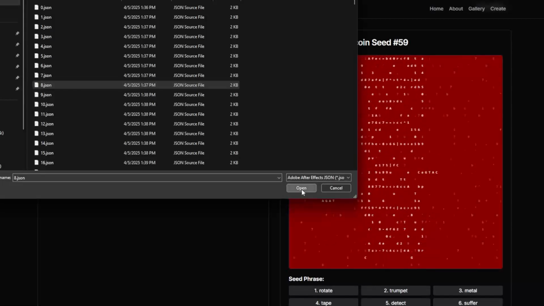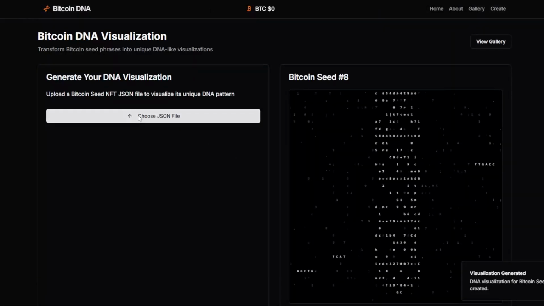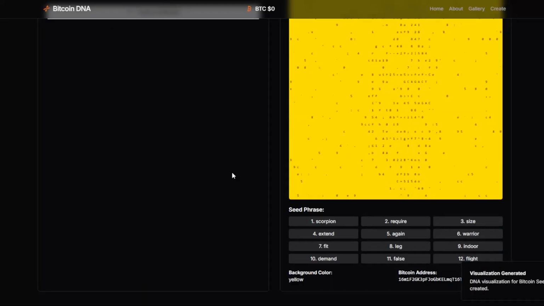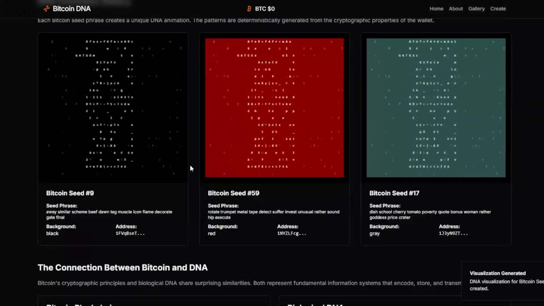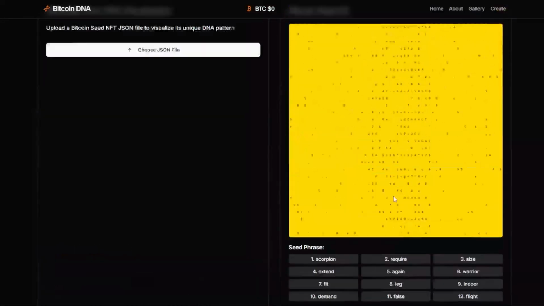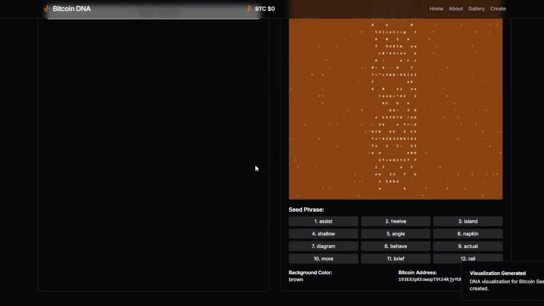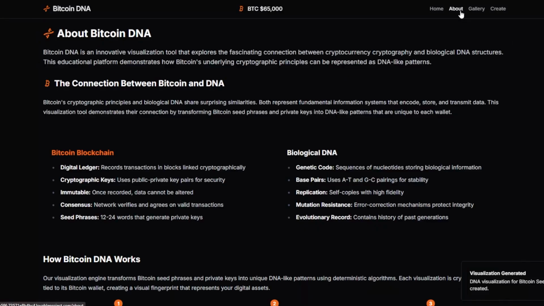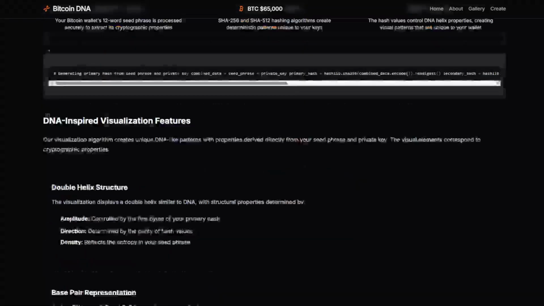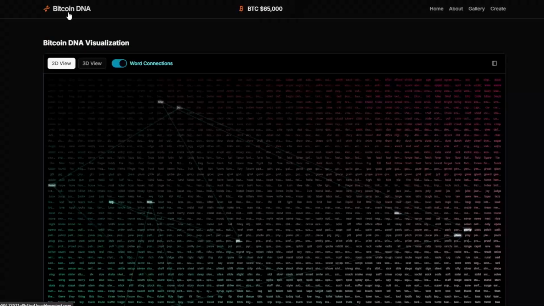Here I'm uploading a JSON file to actually show it generating. The preview is a little bit different than the actual animation that gets created, but this is an example. You can see the seed phrases and the key and the address. Of course, also a comparison between biological DNA and Bitcoin. So all these are just very different ways of visualizing, comparing Bitcoin and DNA, as well as the cybersecurity risks of potentially quantum computing cracking the SHA-256 algorithm.